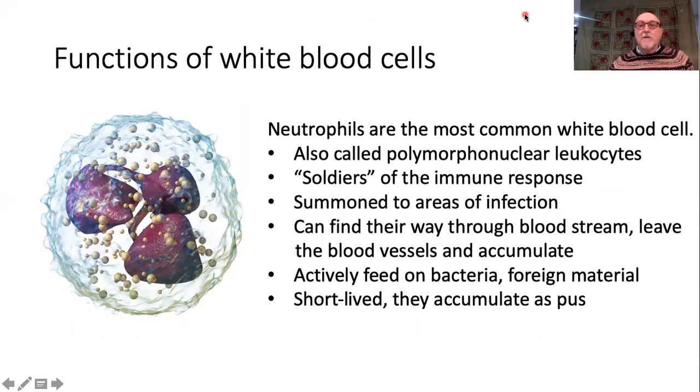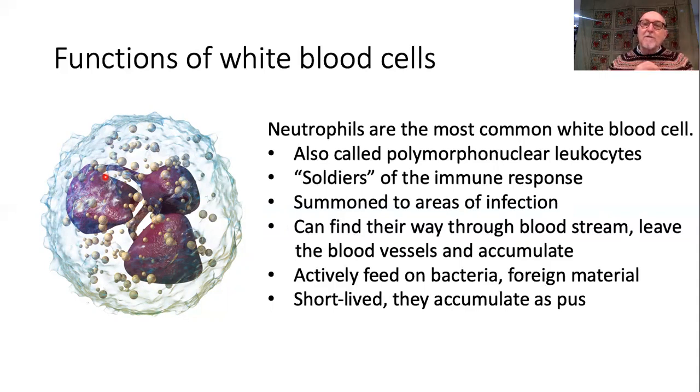So let's have a talk just about some of the functions of some of the white blood cells. First of all, neutrophils, again, are the commonest of all of the leukocytes. They have another name, and that is polymorphonuclear leukocytes. Polymorphonuclear because this nucleus adopts so many different forms. Almost every neutrophil you see has its own shape to its nucleus.